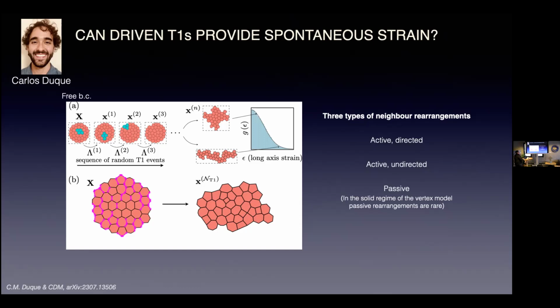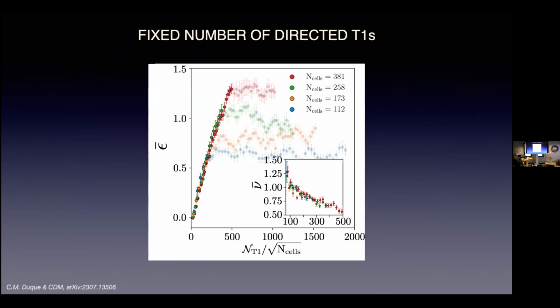Okay, so now, why do we even care about this undirected one? Isn't the whole point to drive a shape, right, with these directed T1s? Well, indeed, you can drive a shape with the directed T1s. This is a plot of the number of T1s on the x-axis, normalized by the square root of the number of cells, and the effective spontaneous strain that you generate on the y-axis. The different colors are for different sizes of patches, right?